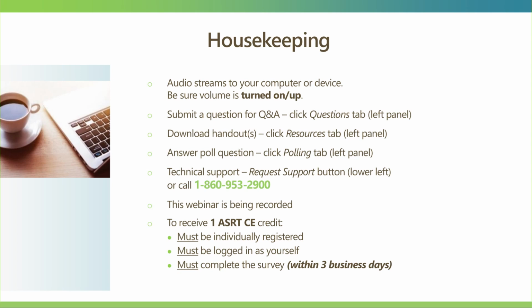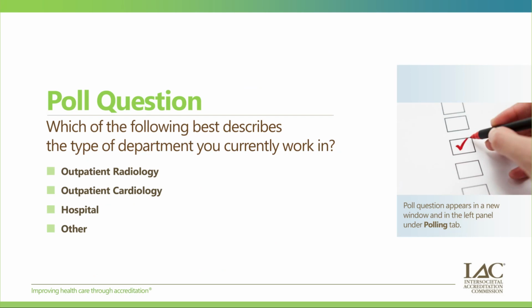And now at this time, we would like to launch our poll question to get to know our audience today. Which of the following best describes the type of department you currently work in? A, outpatient radiology, B, outpatient cardiology, C, hospital, or D, other. And I'll give everyone a moment to answer. Okay, we have 43% outpatient cardiology, 39% hospital, 11% other, and 5% outpatient radiology. Thank you all very much for your answers.